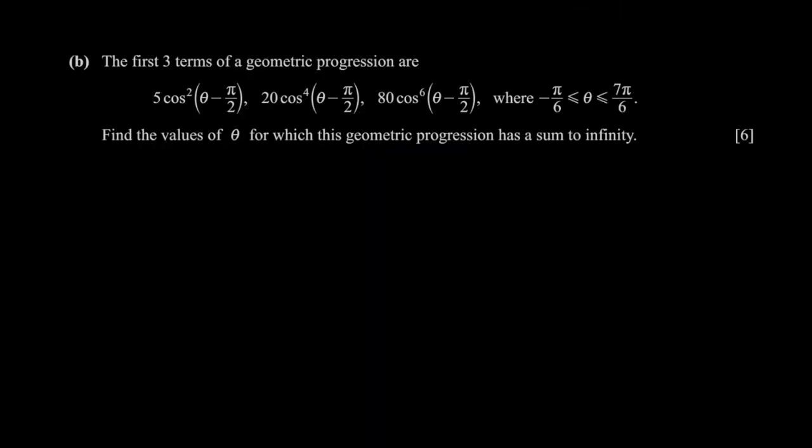Okay, so this is the last question of the paper, and I think it's really quite challenging. Let's try to go through it. The first 3 terms of a geometric progression are these things here. I want to find the values of theta for which this geometric progression has a sum to infinity.